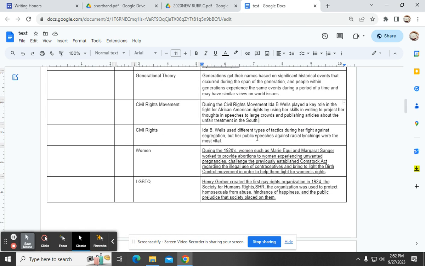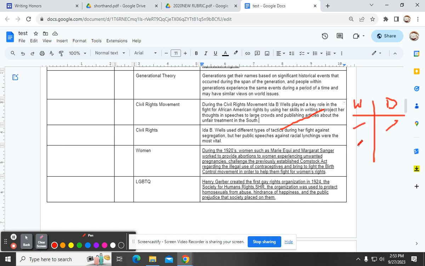"Ida B. Wells used different types of tactics during her fight against segregation." Okay, well, what were those tactics that she used? Is this going to be an essay that's going to focus on tactics? Like, are you going to use Ida B. Wells and W.E.B. Du Bois, and you're just going to give me kind of like a list in a T-chart form? This is what she did, this is what he did.